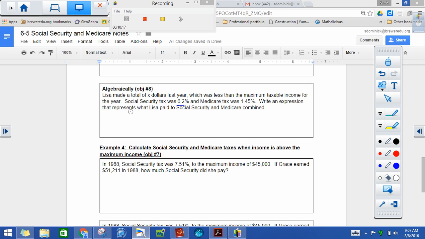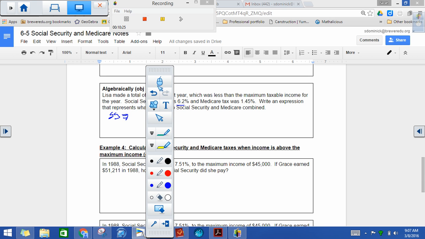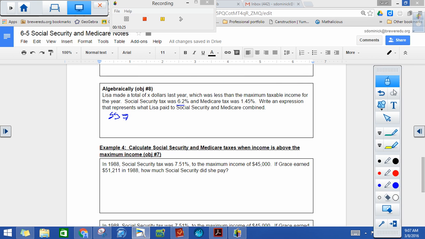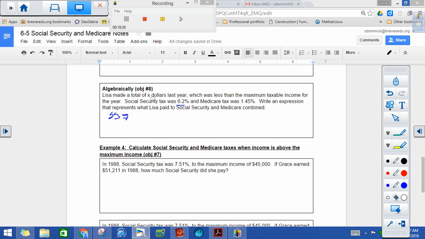So if you think about what we were doing before, for Social Security, we were taking the percentage, which is 6.2%, and making it into a decimal. So 0.062. And we were multiplying it by what they made that year. Here, what they made this year is just X. The same thing will happen for Medicare. I'll take the percentage, which is the same, and I'll multiply it by what they made, which is X.